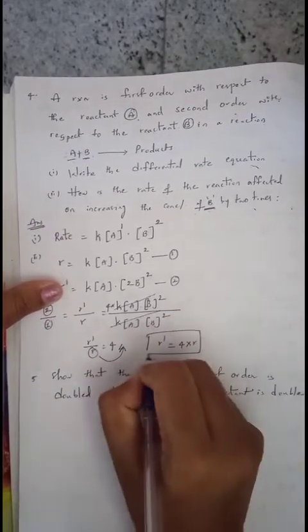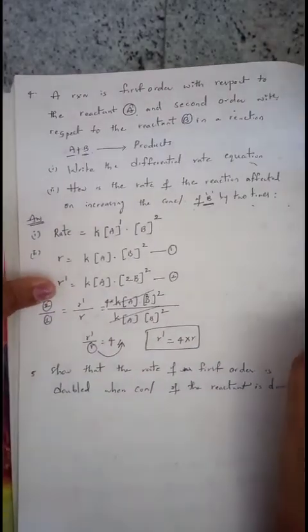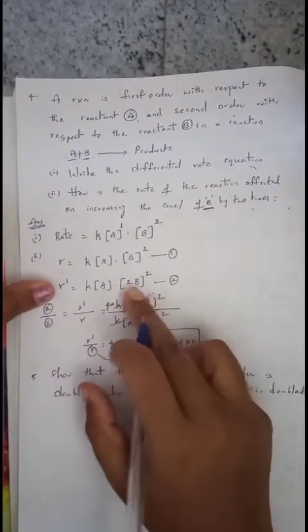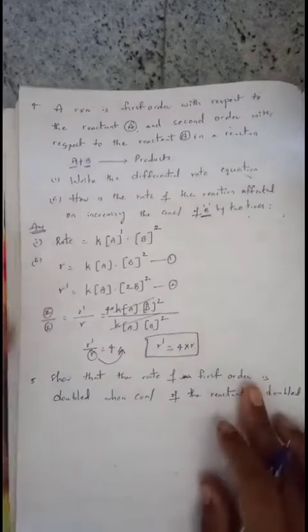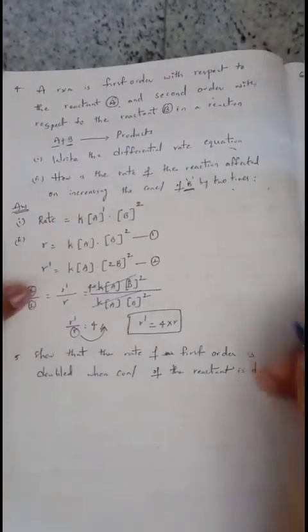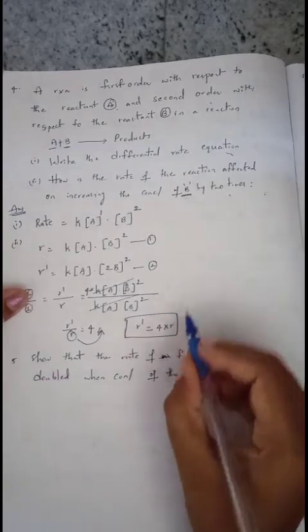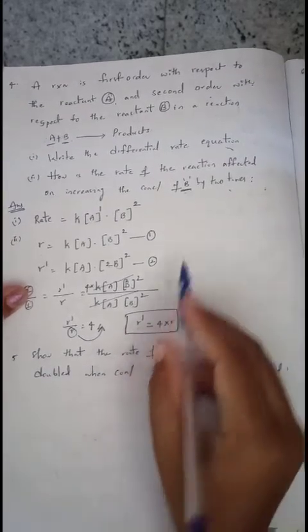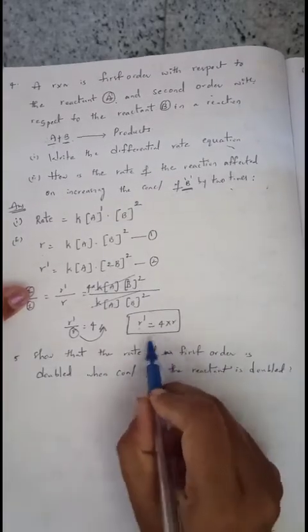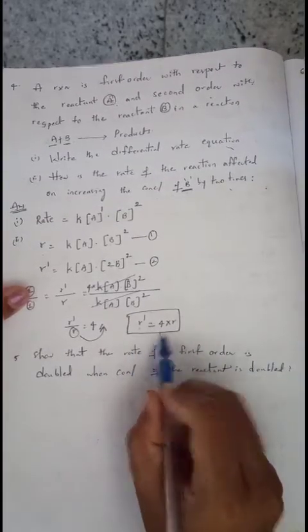So this is the rate of reaction which is affected on increasing the concentration of B by 2 times. That is 4 into R. That means the rate of reaction, by increasing the concentration of B, is increased by 4 times.